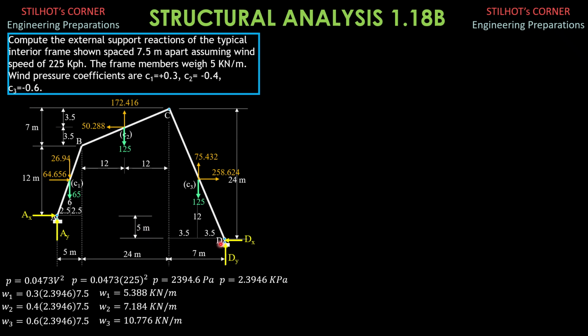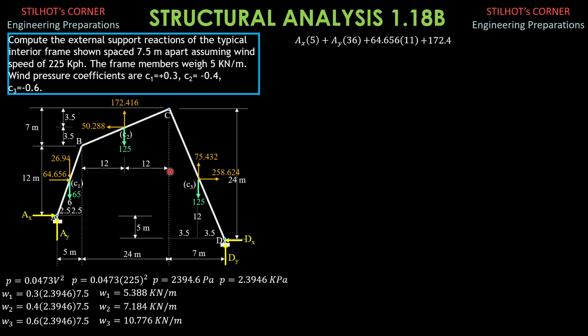So summation moment about D equals 0, clockwise positive. So AX times 5 minus AY times 29 plus 7, 36. So AX times 5, plus clockwise, AY times 36. Then plus 64.656. The moment arm is 24 minus quantity 7 plus 6, 24 minus 13 is 11. So plus 64.656 times 11, clockwise positive.